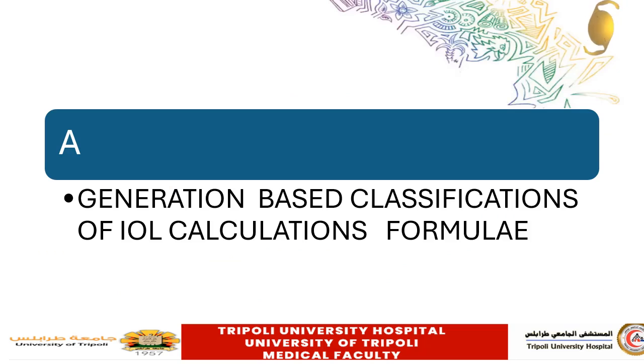Now we will speak about the way we classify the different IOL calculation formulae. Usually there are two main ways of classification. Classification based on the generations, and the generations means the time interval taken for these formulae to be created, and the upgrade and the evolution of these formulae. The second level of classification is derivation based, which is the optical principle behind the formula. So I will give an introduction to the classification, then we will take each formula one by one.